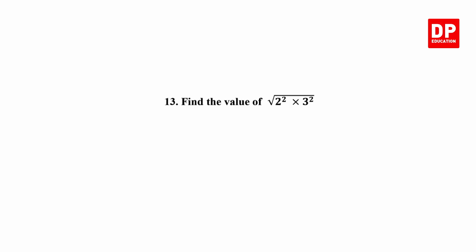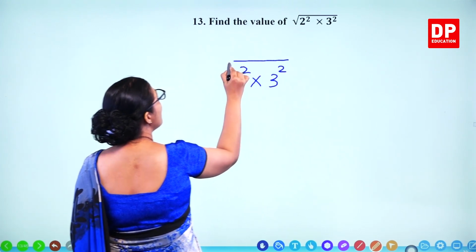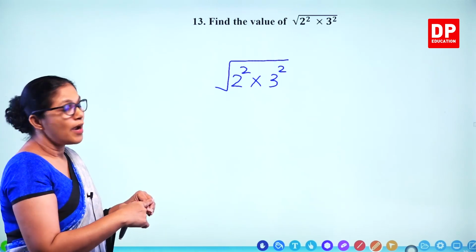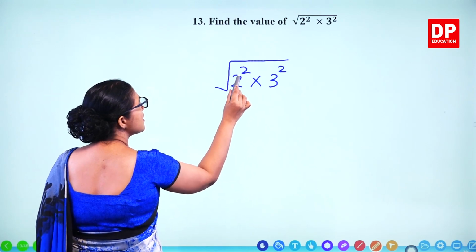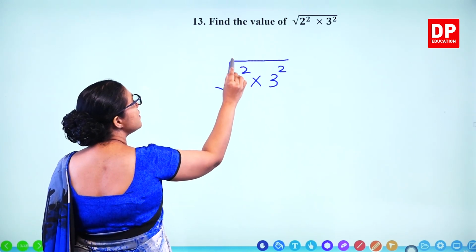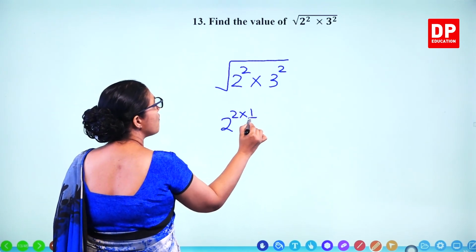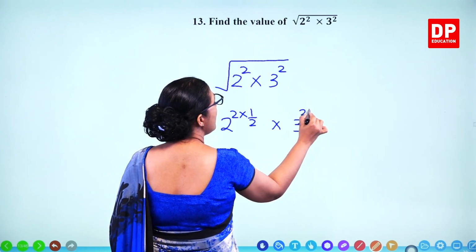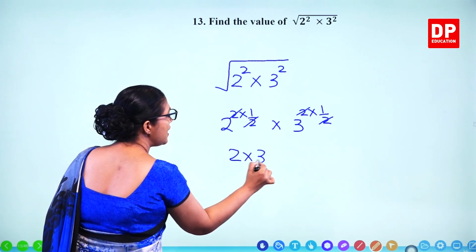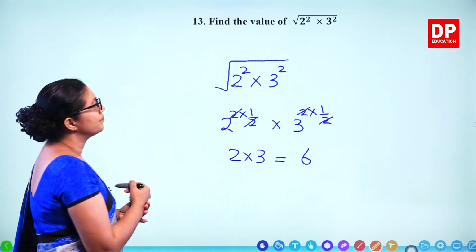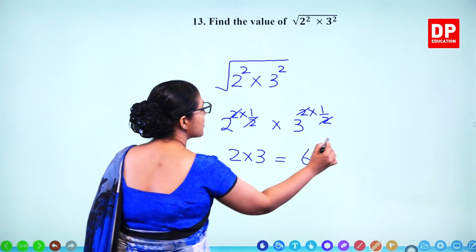Question number 13. Find the value of the square root of 2 squared and 3 squared. So what happens? The square root gets cancelled out. So when you take power 2 out, what's the answer? 2, and this square root gets cancelled out because actually square root means power half, and it gets cancelled out. So you get finally 2 times 3, that's 6. 6 is the answer. Get 2 marks.